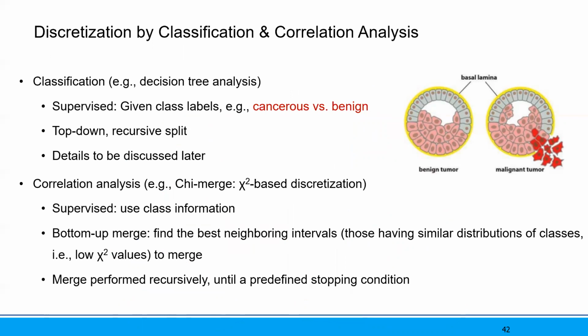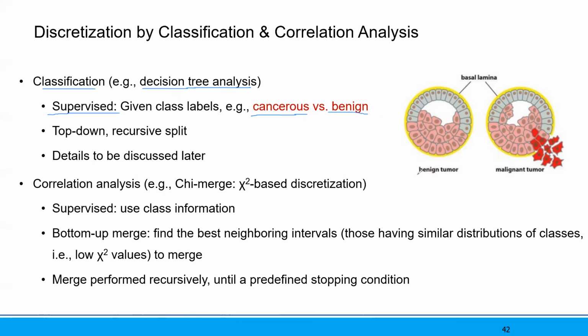Another way for discretization is using classification. In classification, there's one method named decision tree analysis. In the decision tree analysis, let's say I have some supervised data. Supervised means I know the data, I know the label, I know the content of the data. So if I have this data, let's say it is about cancer or benign.